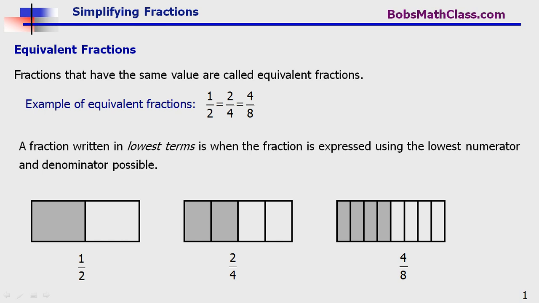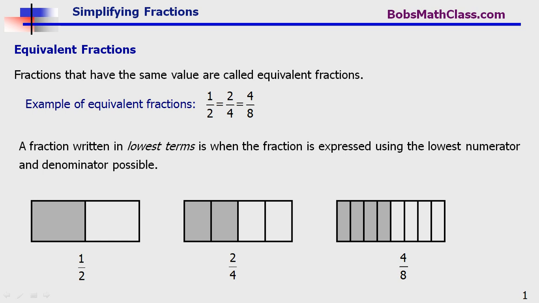And the second fraction is partitioned into fourths. So there are 4 equal partitions, and 2 are shaded. And the third one is partitioned into 8 equal parts, and so only 4 are shaded. But notice that there's still the same amount shaded in all three fractions because they're equivalent fractions.